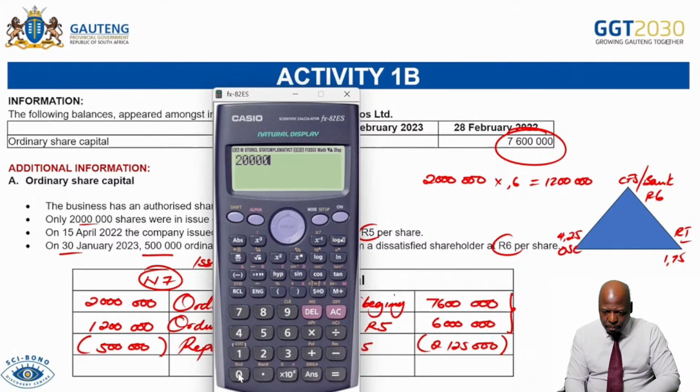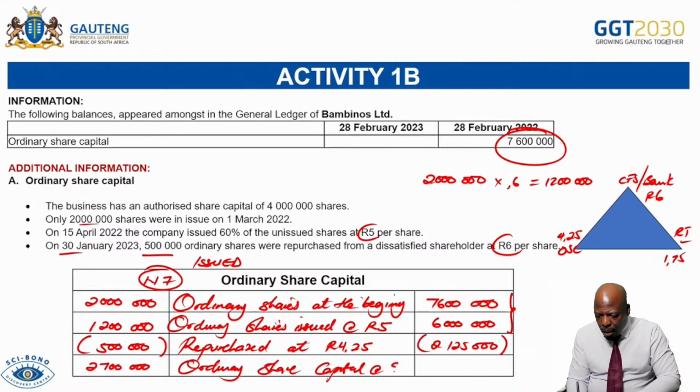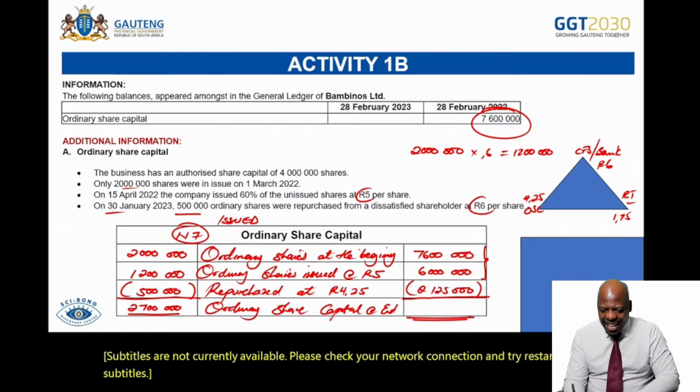I have 2 million plus 1.2 million, then minus 500,000. That gives me 2.7 million. So I come here, I have 2.7 million ordinary share capital. This is at the end. At the end, and so remember there's a line there. Here, there's a line here. Okay, and then it ends here now. This is where it ends. Okay, it ends there.